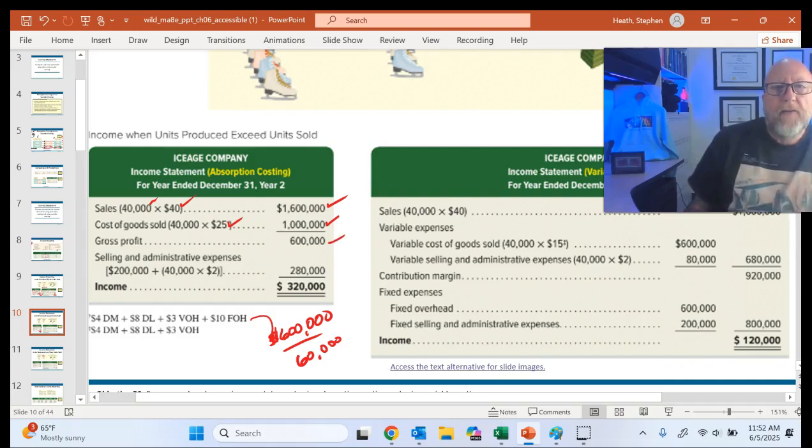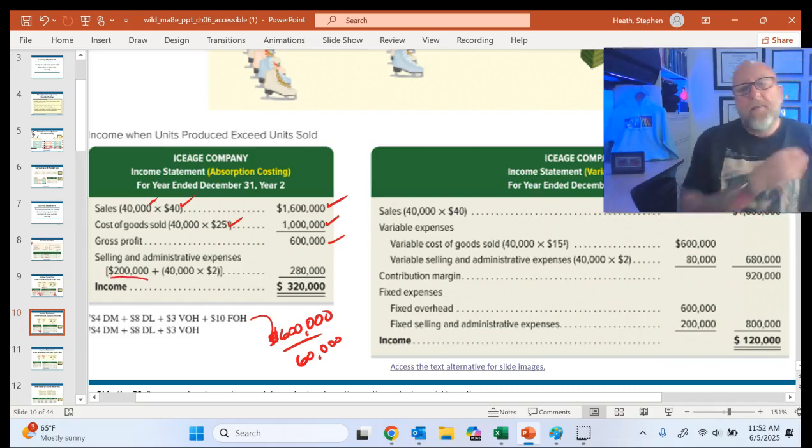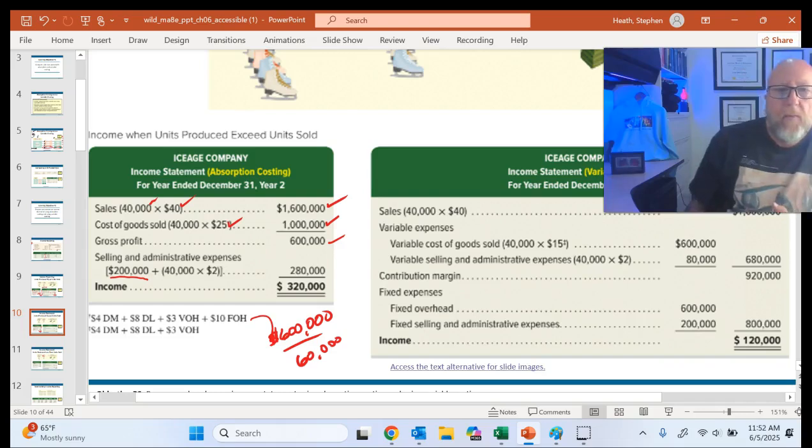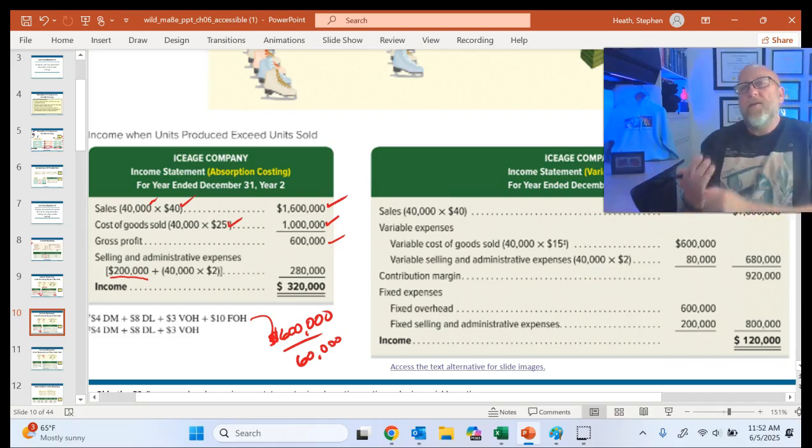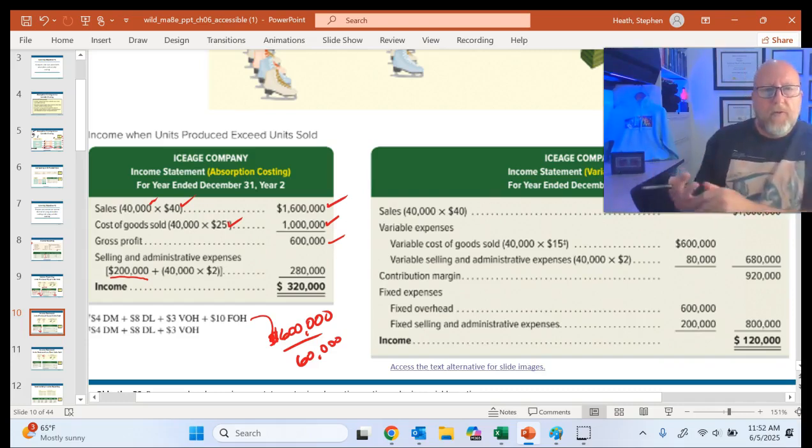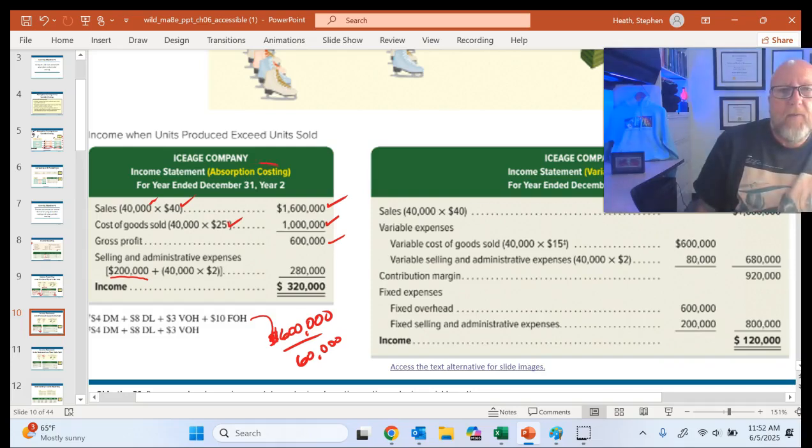Gross profit 600,000, and then we're going to take all of our SG&A. All of the SG&A gets expensed in the period that we incur it. Remember that with cost of goods sold, we're only going to recognize the fixed cost to the extent that we sold those units. However, when we are talking about selling and administrative expenses, it's a period cost, and so we recognize all of the fixed costs in the period that we incur them. And this is when we are talking about absorption costing.